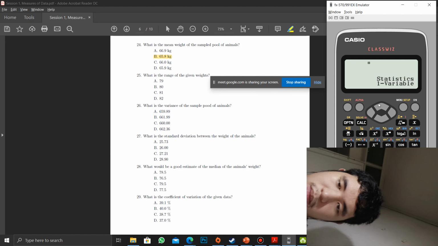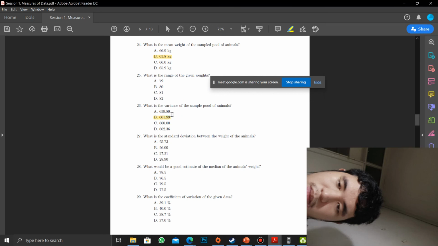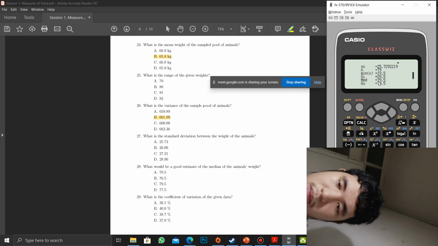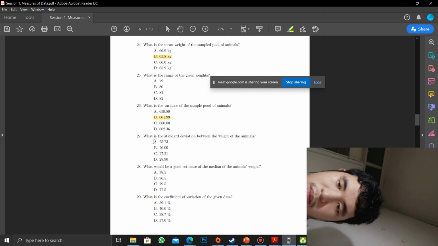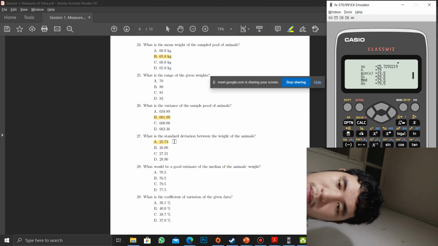So, yon. Next, variance. Ito, let's look at our calculator ulit. Variance. Sabi ko sample. Sample variance, 661.99. Letter B. Sample standard deviation, 25.73. Good estimate of the median. Ito na. Sige.